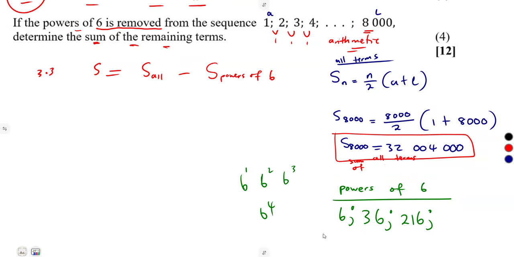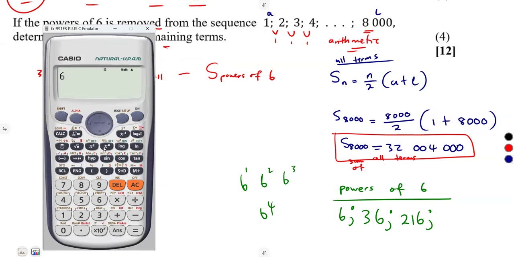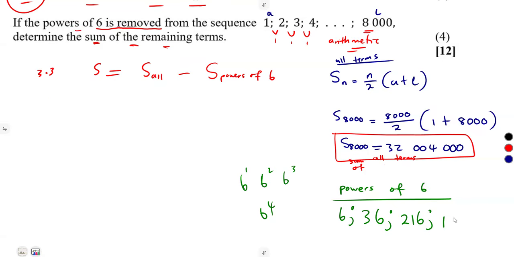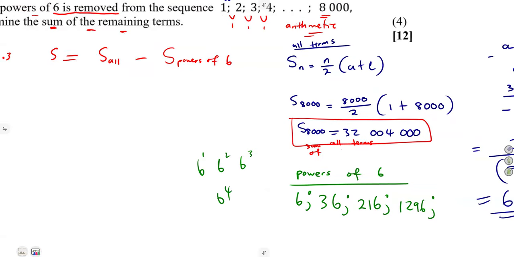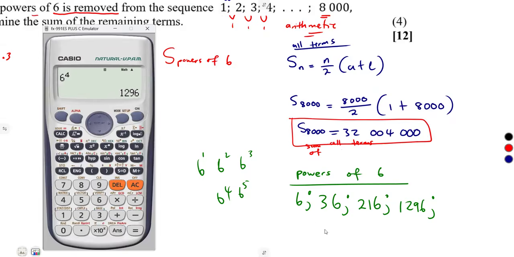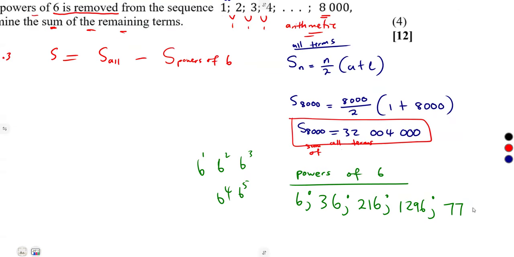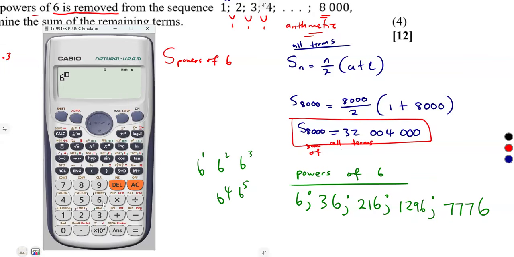To the power of 4, do not worry, guys, your calculator can simplify this. It's just a small value: 1,296. Then to the power of 5, and so on. Let us see what we have to the power of 5 here. That's 7,776, almost at 8,000, meaning to the power of 6 cannot work. 6 to the power of 6 is actually outside.